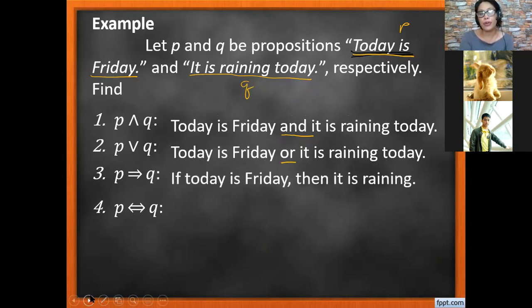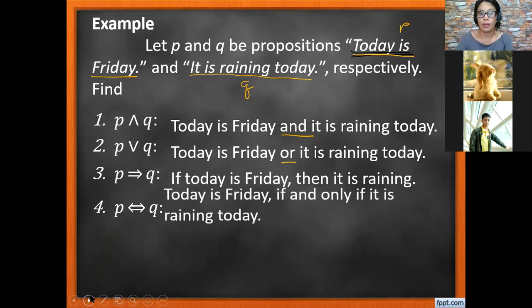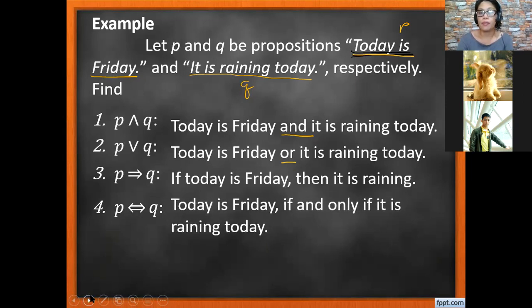Okay. So for if P then Q: if today is Friday, comma, then it is raining. So that's for if P then Q. And then next is P if and only if Q: today is Friday, comma, if and only if it is raining today. Okay?